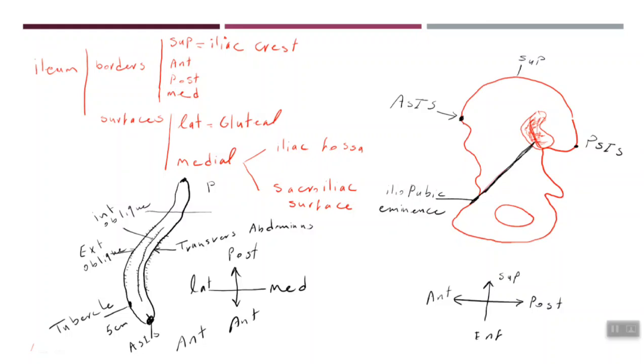In the anterior border, you can find one notch below the ASIS, and after this notch, you can find another spine. That name is the anterior inferior iliac spine.